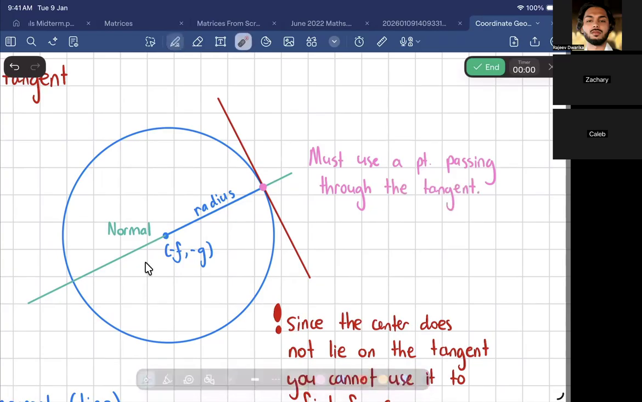There's also the instance, though that would more so be for the normal. They could tell you that this point lies on one end of the circumference and this point lies on the other end, and together they form the diameter. And you would have to use the midpoint formula to find the center.